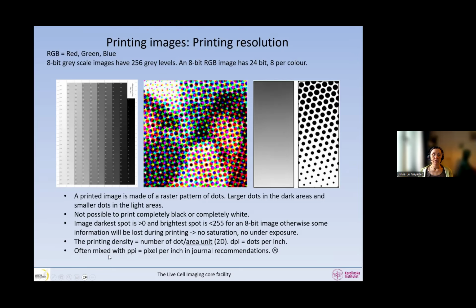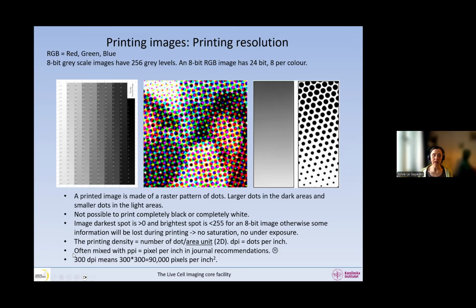This is often mixed with PPI, pixels per inch, which is in the journal recommendation. So the images that we're sending are in pixels per inch, and then when they print it, it becomes dots per inch. But as far as you're concerned, it doesn't matter. So they often request a DPI, but this is the printing measurement, and for your concern it is the number of pixels per inch. We understand what that means because we have such a measurement in our images: how many pixels per size, right?